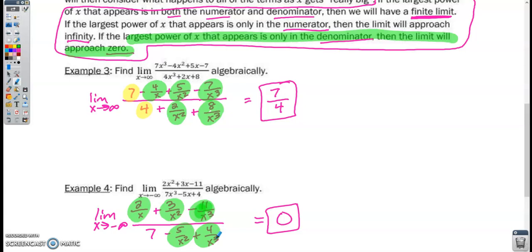Okay, that's where we're going to call it quits for this video. You now have seen ways to find limits approaching infinity numerically using a table of values on your calculator, and you've also seen how to find limits algebraically, specifically of rational functions.